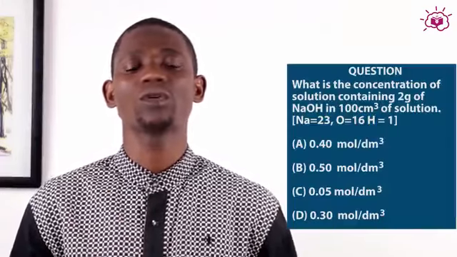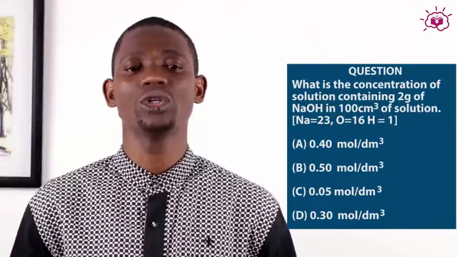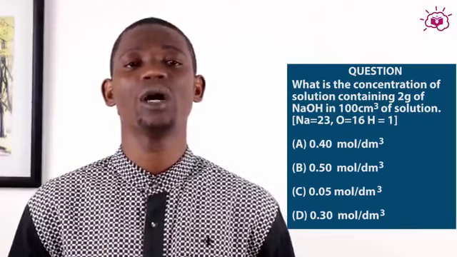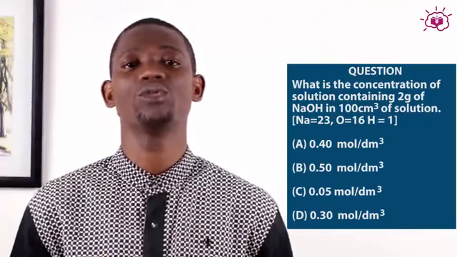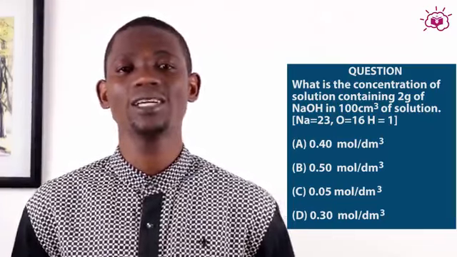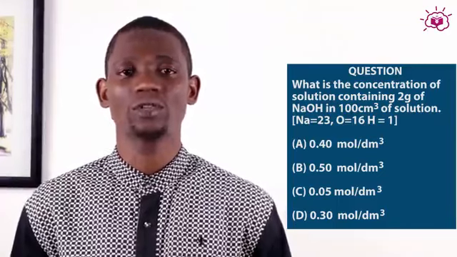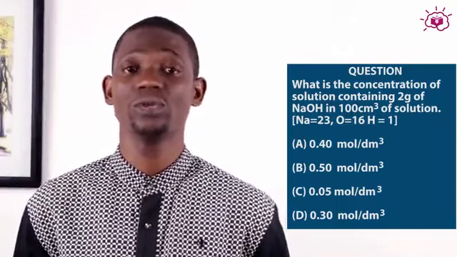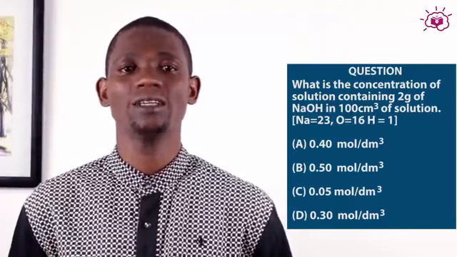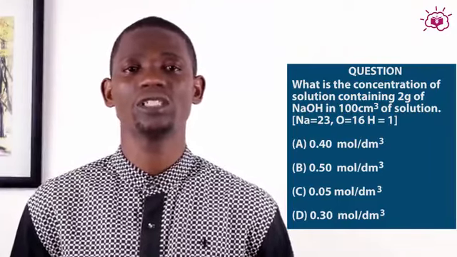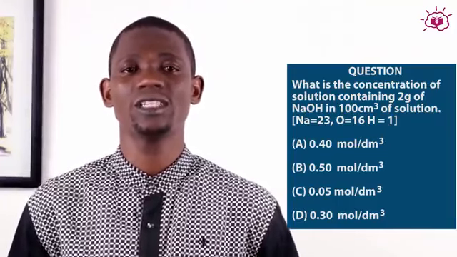Let's begin. For example, what is the concentration of a solution that contains 2 grams of sodium hydroxide in 100 cm3 of solution? To answer this question, we were given the amount of sodium hydroxide to be 2 grams and the volume of solution to be 100 cm3. To solve this is really simple.